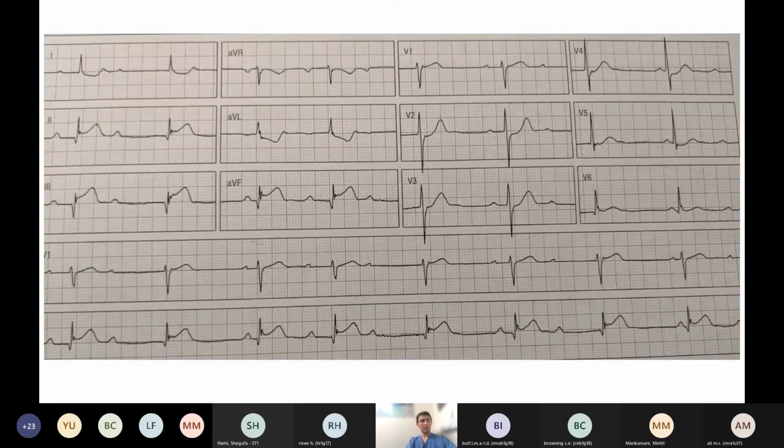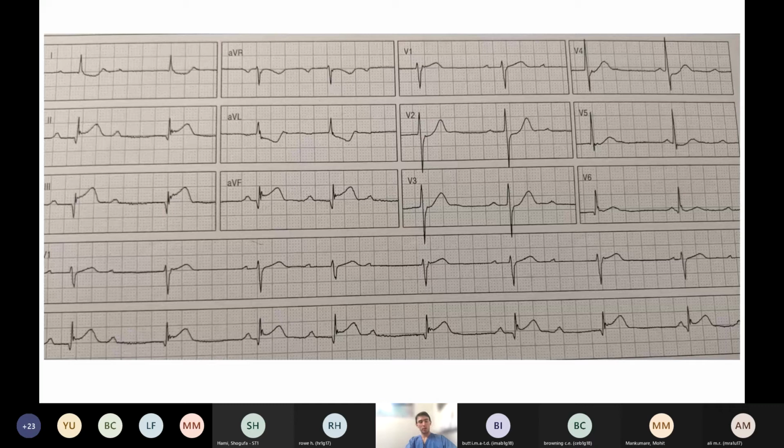So here we have ST elevation in leads 2, 3, and AVF. We have ST depression in lead 1, AVL. And I should probably say that's about it, to be honest. Perhaps some ST depression in V2, which is quite curious. But also you will notice that the P waves and QRS complexes do not align. And this is because this patient has also got complete heart block alongside their inferior ST elevation MI.